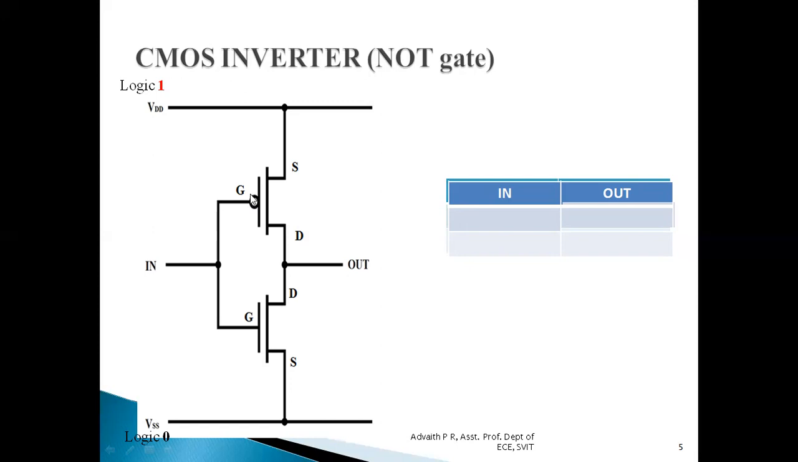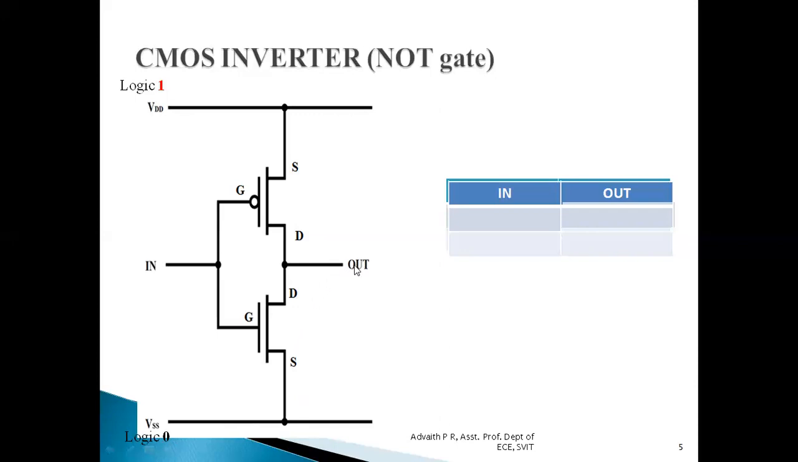The gate of the PMOS transistor is connected to the gate of the NMOS transistor, which in turn is given as input. The source of the PMOS transistor is connected to VDD, which is logic level high under digital abstraction. The drain of the PMOS transistor is connected to the drain of the NMOS transistor, which in turn is connected to the output. The source of the NMOS transistor is connected to VSS or ground, whose logic level is 0.